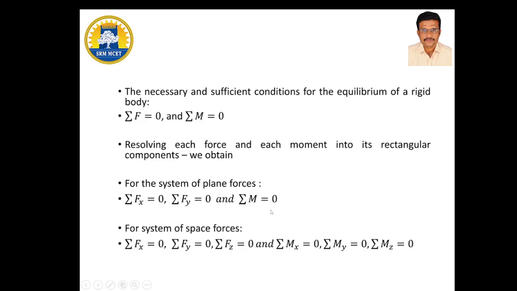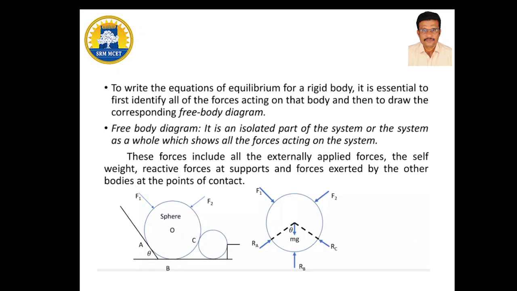So this is what we have seen for plane forces. When we come to space, summation of Fx is equal to 0, summation of Fy is equal to 0, then summation of Fz is equal to 0. That is for three axes. And also for moments, summation of moment about x is equal to 0, y is equal to 0 and z is equal to 0. To write the equations of equilibrium for a rigid body, it is essential to first identify all the forces acting on that body and then to draw the corresponding free body diagram.